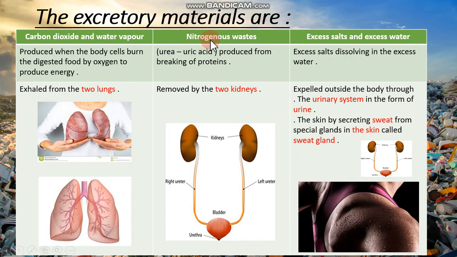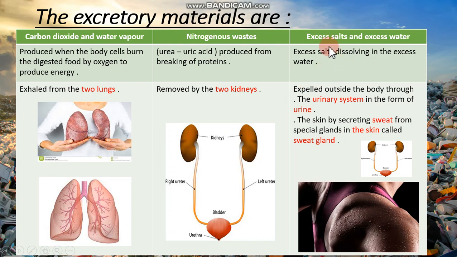Number two, the nitrogenous wastes. The nitrogenous wastes, like urea and uric acid, are produced from the breaking down of proteins. So they are removed by the two kidneys. So the carbon dioxide and water vapor are removed by the two lungs, while the nitrogenous wastes are removed by the two kidneys.